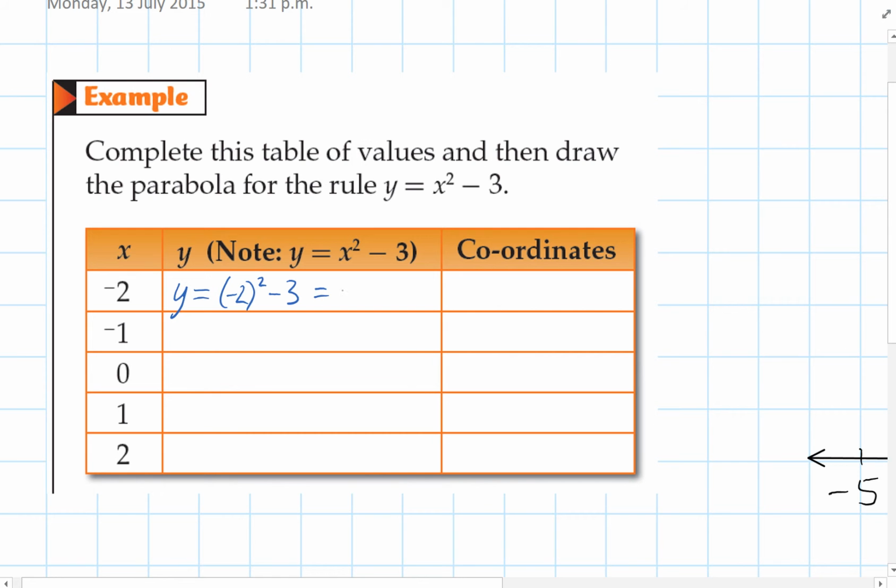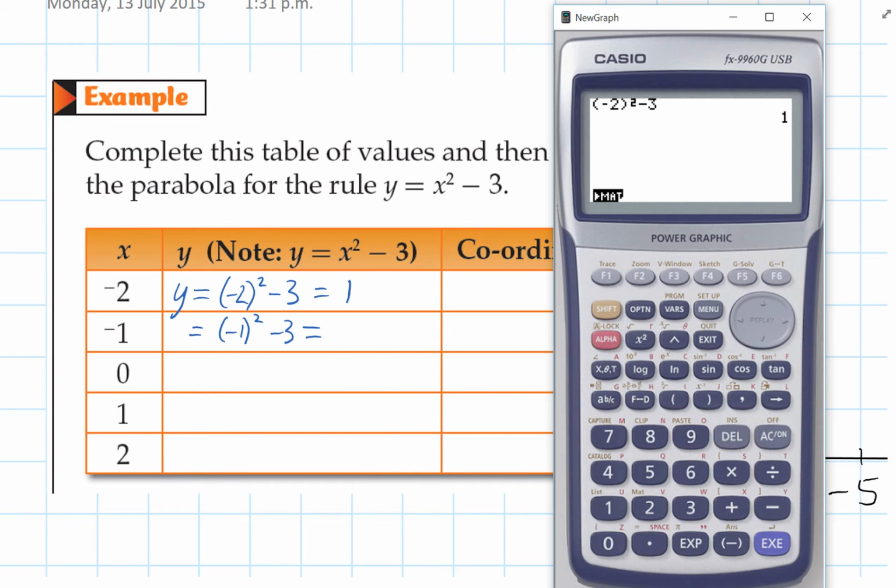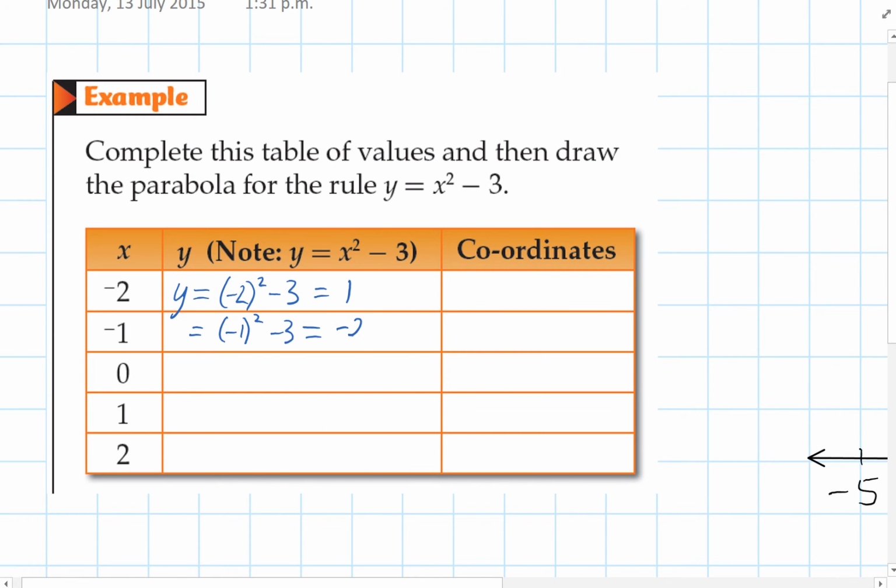So that equals 1. So when we do it for the next one, we're going to have negative 1 squared minus 3, and so we'll put that into our calculator. So I can actually just go back and delete 2 and replace it with 1, and that gives us negative 2. So I'll put that in, negative 2. And for our next one, we'll have 0 squared minus 3. Well, I can do that in my head because that will just be negative 3.